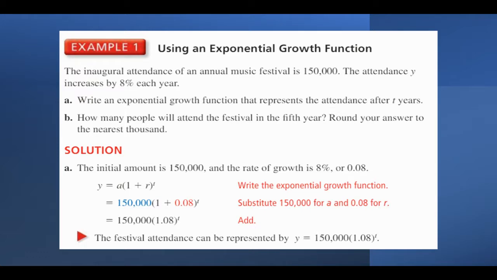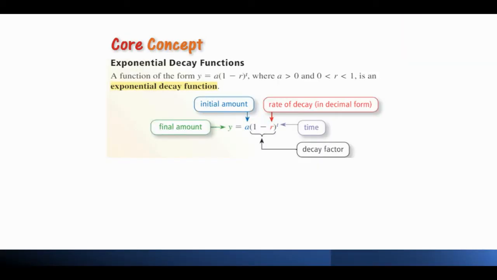Now that's a growth example. And again, how do we know this is a growth example? Because there's a plus sign in the rate of growth, or the growth factor. For exponential decay, it looks very similar, except now there's a subtraction sign in the factor, and this is what we call decay, rate of decay. So we still have the same values. We have y, we have an initial amount, we have a rate of decay, and we have time.